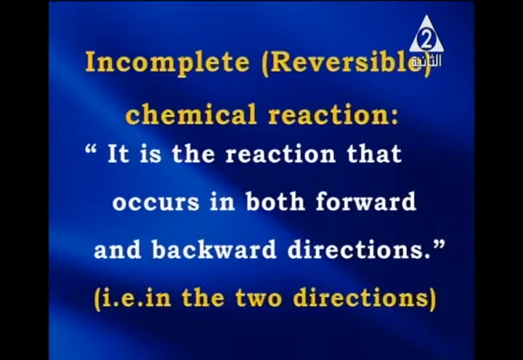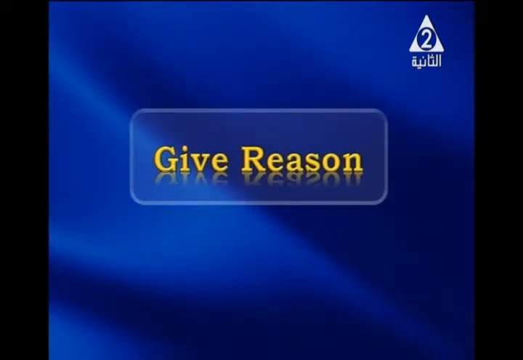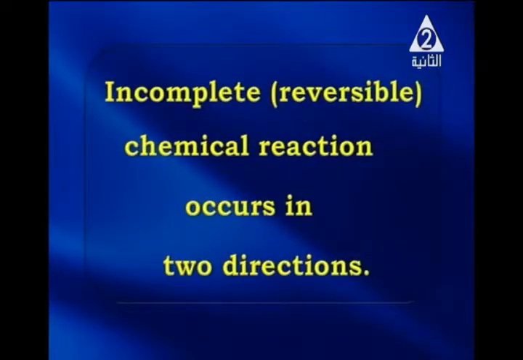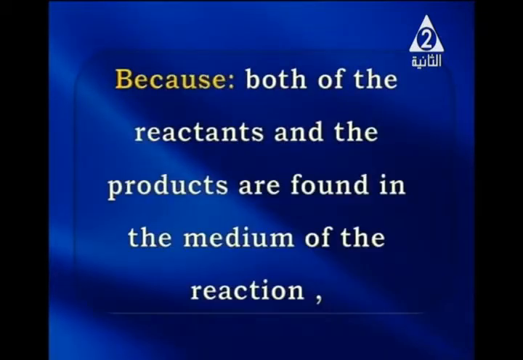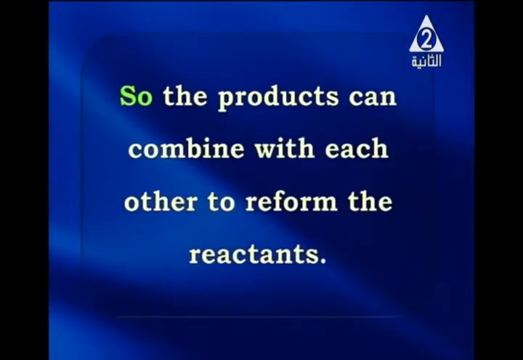It means it occurs in two directions: the forward direction forming products and the backward direction forming the reactants again. So we have to give the reason at this point: an incomplete or reversible chemical reaction occurs in two directions. We say this because both the reactants and the products are found in the medium of the reaction. That's why the products can combine with each other to reform the reactants again.